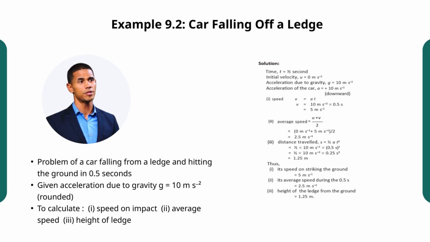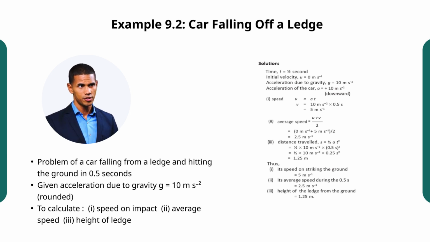Let's try a real-life example to see how free fall motion equations work. Imagine a car accidentally falling from a ledge, hitting the ground in half a second. We'll take acceleration due to gravity as 10 meters per second squared to keep things simple. First, to find the speed with which it hits the ground, use v equals at. Multiply 10 by 0.5 seconds, and we get 5 meters per second.